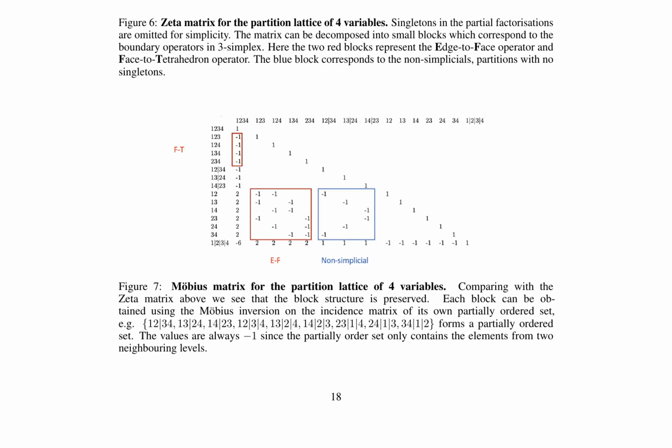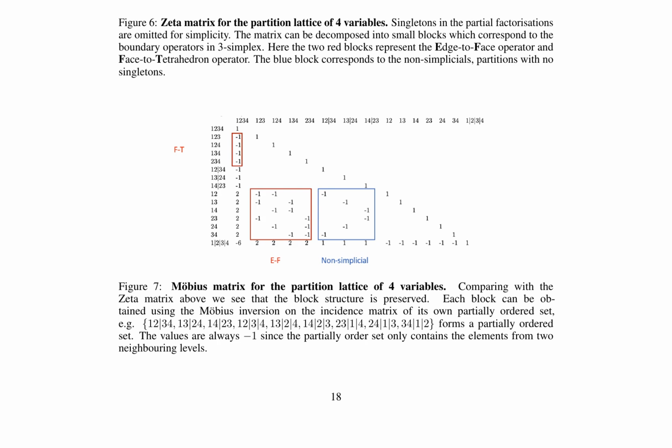when P1234 equals P12P34. The zeta matrix for the partition lattice of 4 variables is composed of small blocks corresponding to the boundary operators in a 3-simplex. 2 red blocks represent the edge-to-face operator and face-to-tetrahedron operator, while the blue block corresponds to non-simplicials, which are partitions with no singletons. The Mobius matrix, on the other hand, preserves the block structure seen in the zeta matrix.